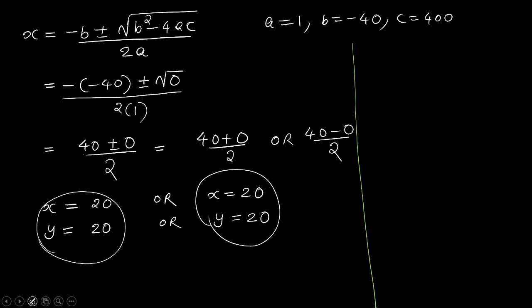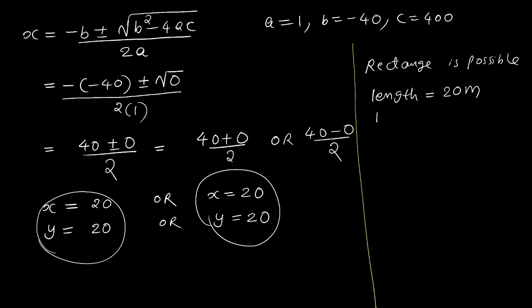The rectangle is possible whose length is equal to 20. The conclusion is important. You must write it. Rectangle is possible. Length equal to 20 meter, breadth is also 20 meter. The rectangle is a square actually. So please write down. If you are okay, completed, then raise your hand.